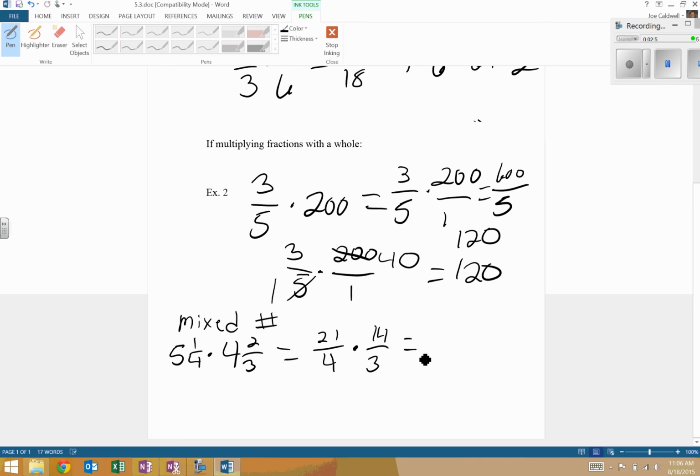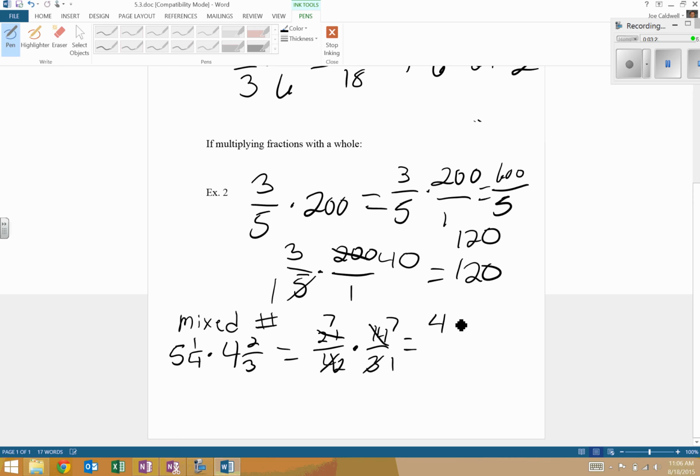This is where I would reduce ahead of time. So if I can take something out of the bottom and the top, you're allowed to reduce ahead of time. 3 goes into 3 one time. I can take a 3 somewhere out of the top. 3 goes into 21 7 times. Can also reduce here. 2 goes into 4 twice. 2 goes into 14 7 times. So now you have easier numbers.